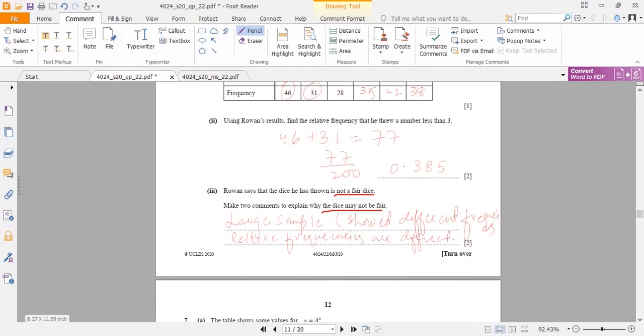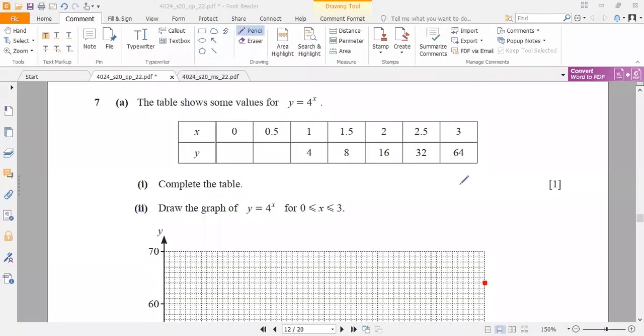Okay, now come to question number 7. In this question, the table shows some values for y equals 4^x. So in this equation we have to complete the table first. We have to put the values of 0 and 0.5. If you put the value 0, obviously 4 to the power 0 will be equal to 1, and 4 to the power 0.5 will be equal to 2. So now we have completed the table.